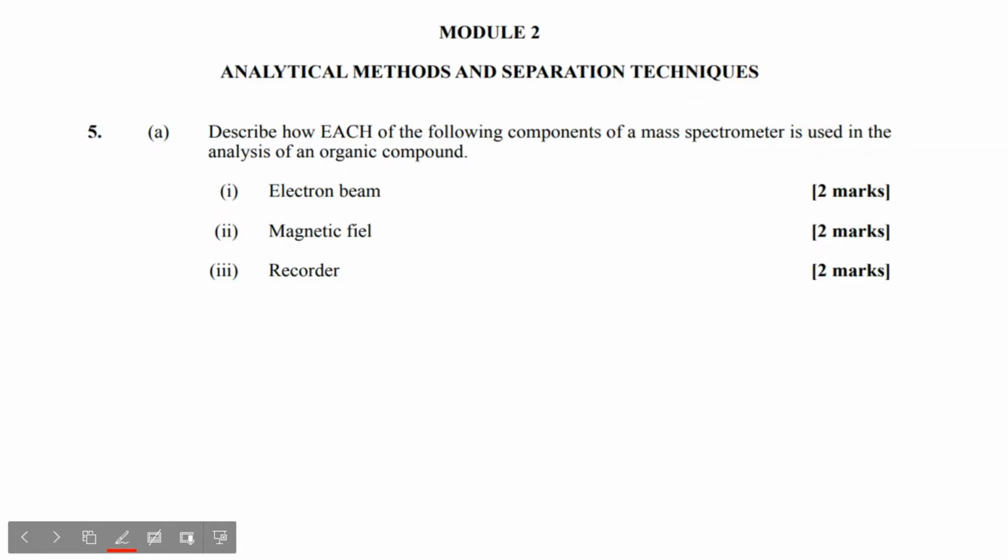Let's go back to the question. It says, describe how each of the following components of mass spectrometer is used in the analysis. So for the electron beam, that's when the filament is electrically heated and produces the electrons. So filament heated, producing the electron. This electron beam collides with the molecules. Remember that part?